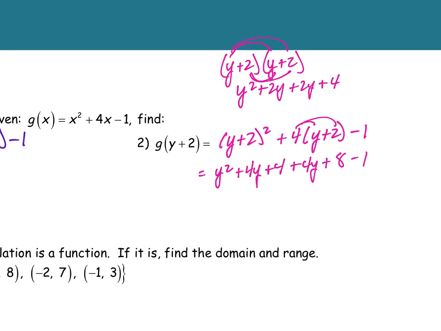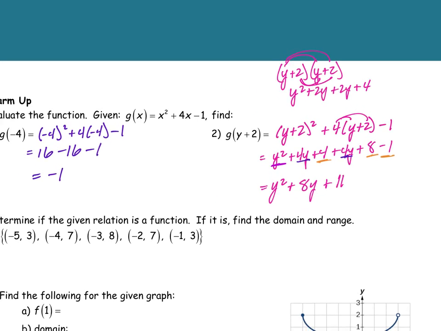Now I'm going to combine all my like terms. So I've got my y's and my constants and of course my y squared here. So I should get y squared plus 8y plus 11. Okay? How many people forgot to do y plus 2 squared? Did I do something wrong? Okay, awesome. Lovely.